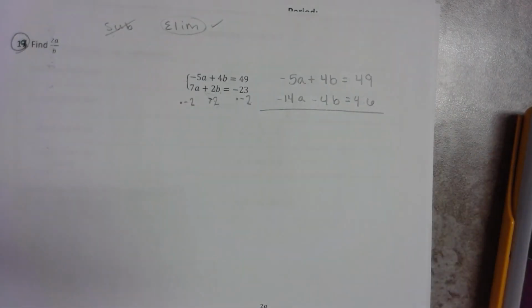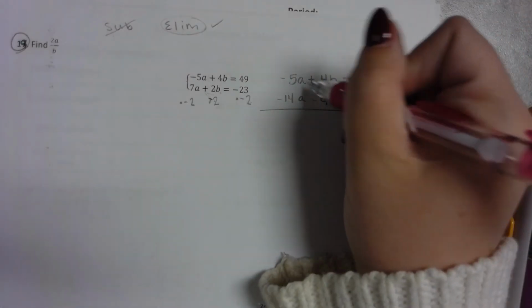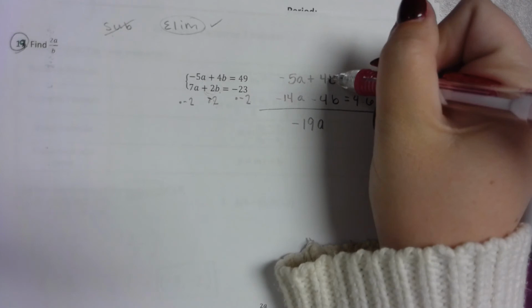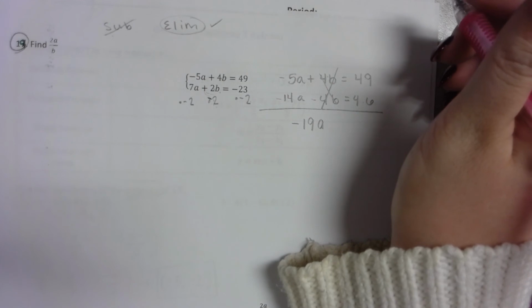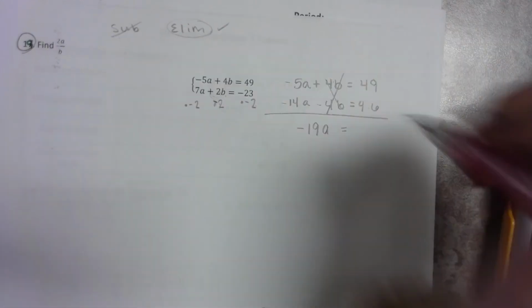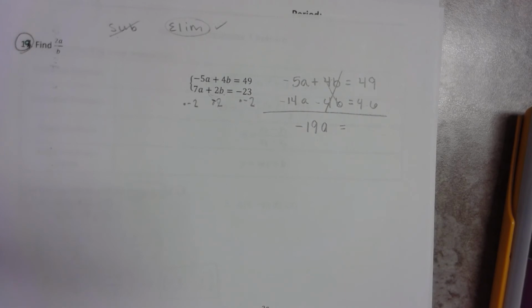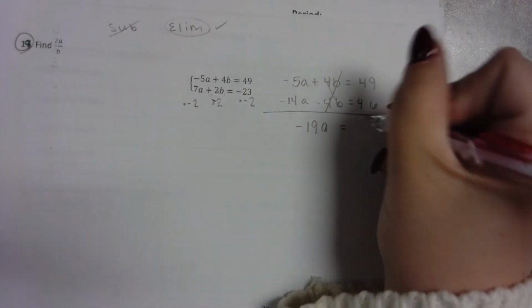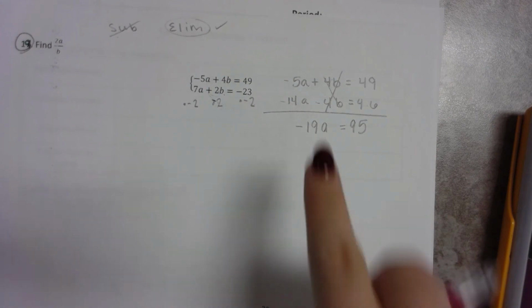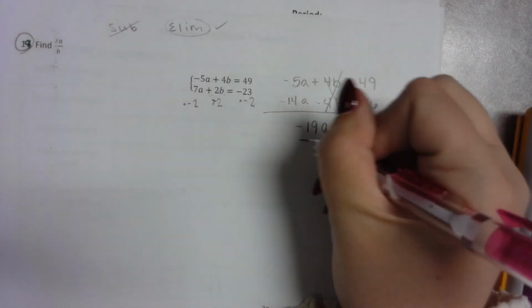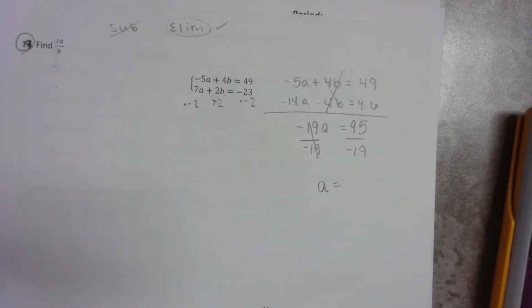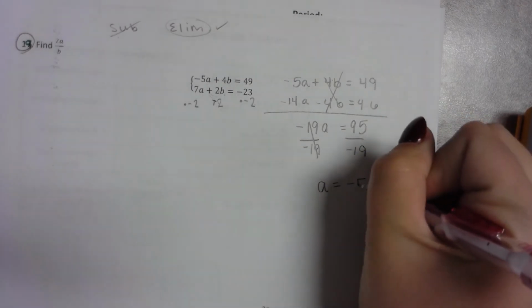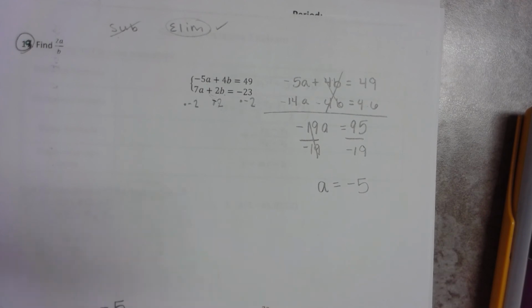So now when I add these, negative 5 plus negative 14 gives us negative 19a. 4b minus 4b cancels. That was the whole point. And then 49 plus 46 gives us 95. Now that we just have a, I can solve by dividing. The opposite of multiplying is dividing. So we have a equals 95 divided by negative 19, which gives us negative 5. So a is negative 5.